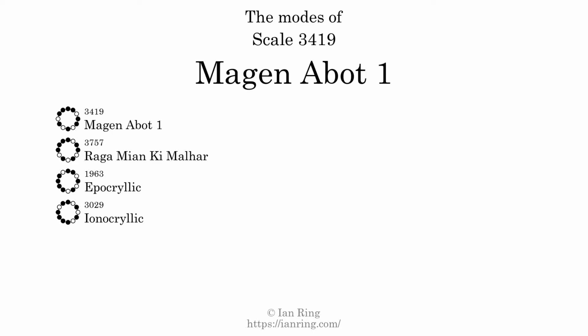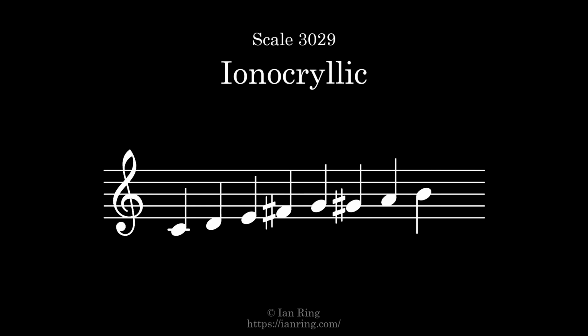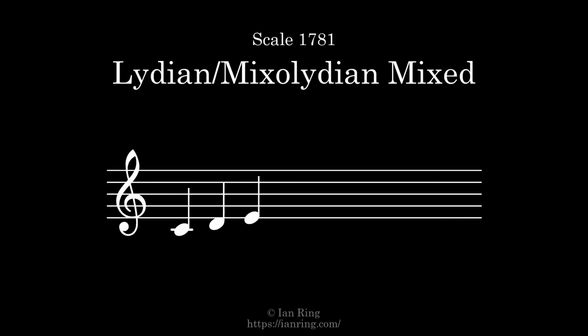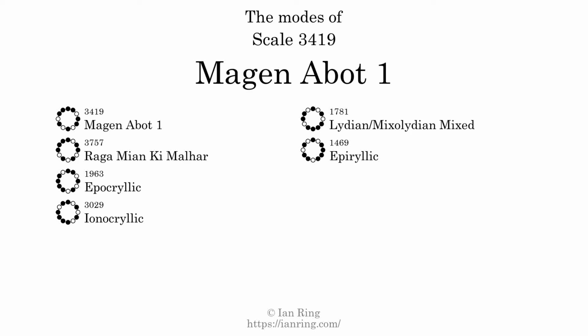The fourth mode is scale 3029, also known as anacrylic. It sounds like this. The fifth mode is scale 1781, also known as Lydian mix or Lydian mixed. It sounds like this. The sixth mode is scale 1469, also known as epirylic. It sounds like this.